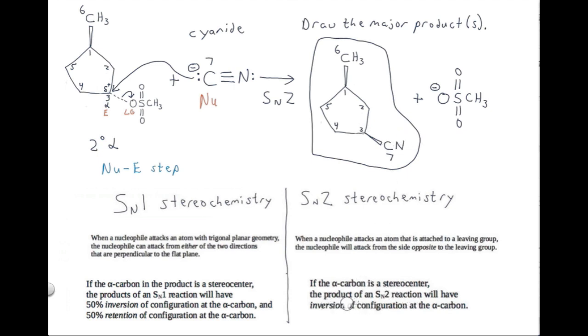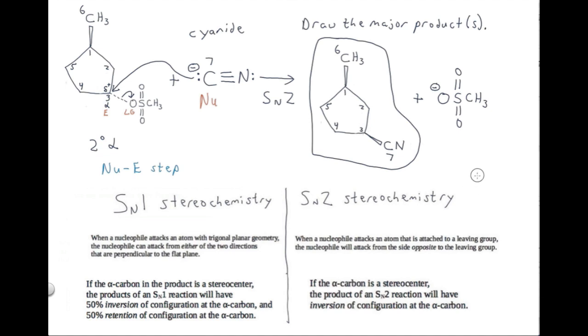Remember that SN2 gives you inversion of configuration at the alpha carbon. So hopefully now you can see the important differences between SN1 stereochemistry and SN2 stereochemistry, and you can see why it's so important to know whether the mechanism is SN2 or SN1. That's why it's so important to use the table.